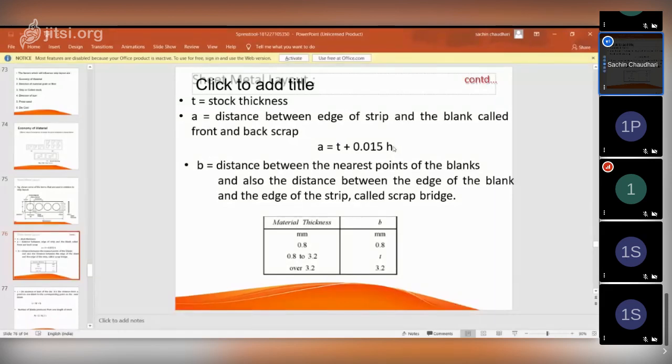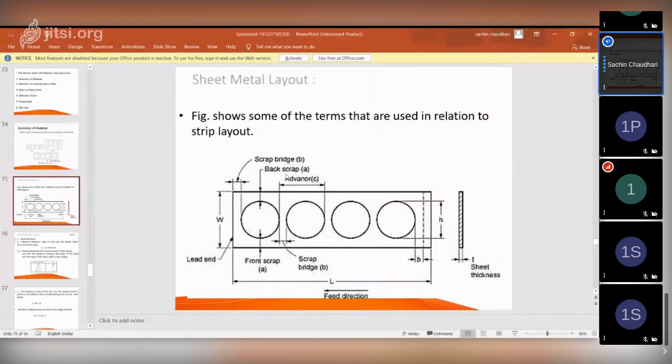You can get the distance A. Next is what? Distance B. So distance B, what says? The distance between the nearest point of the blank and the edge of the strip, called the scrap bridge. So this is the back scrap A distance we calculated.